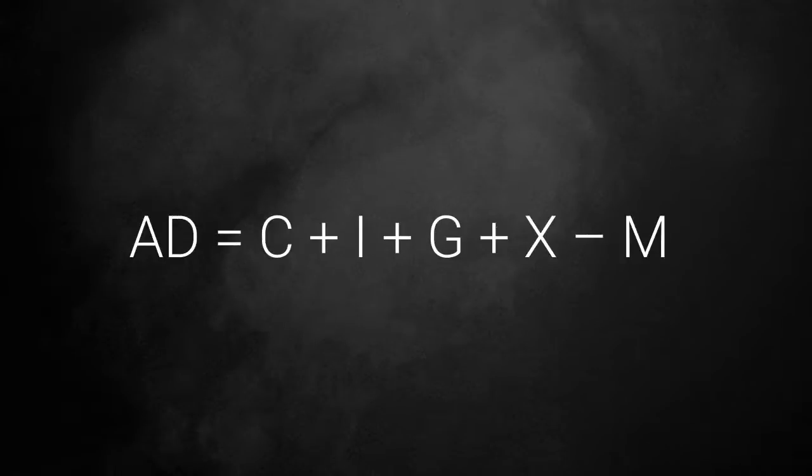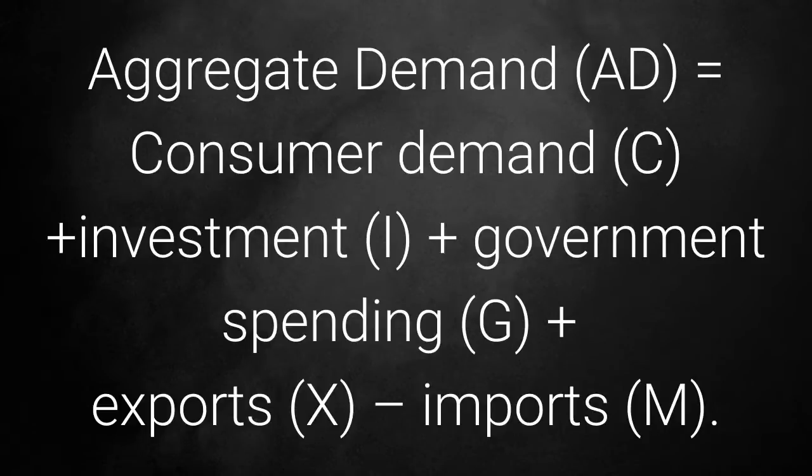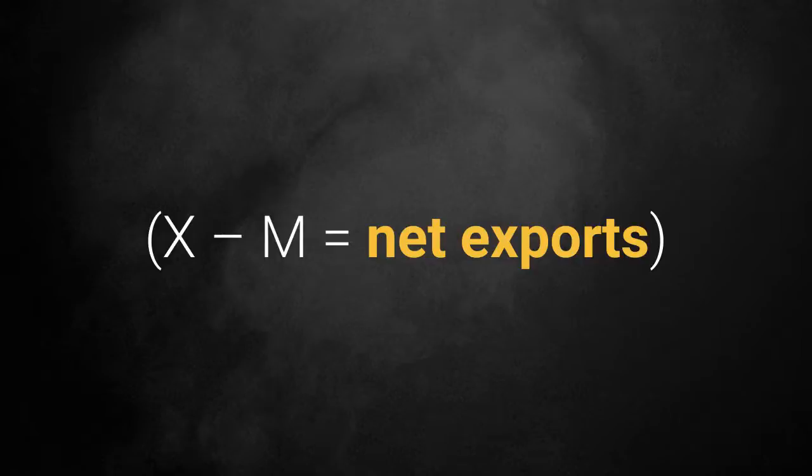AD = C + I + G + X - M, or aggregate demand equals consumer demand plus investment plus government spending plus exports minus imports. X minus M is known as net exports.